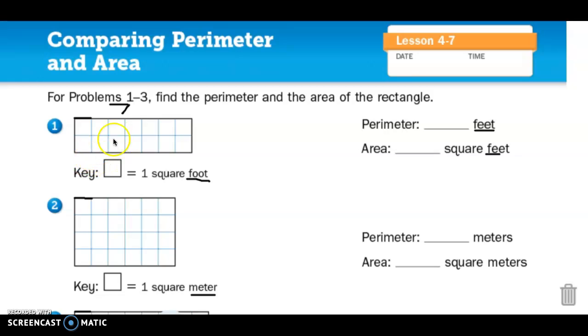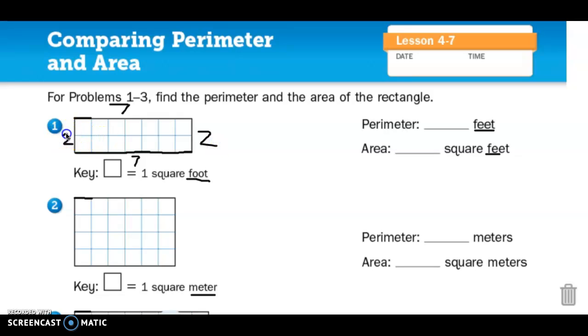We don't have to. That means the bottom should be 7. Can I double check and count my squares again? Sure. 1, 2, 3, 4, 5, 6, 7. 7 lines on the outside. 7 lines on the top. How many on the side? 1, 2. And 1, 2.